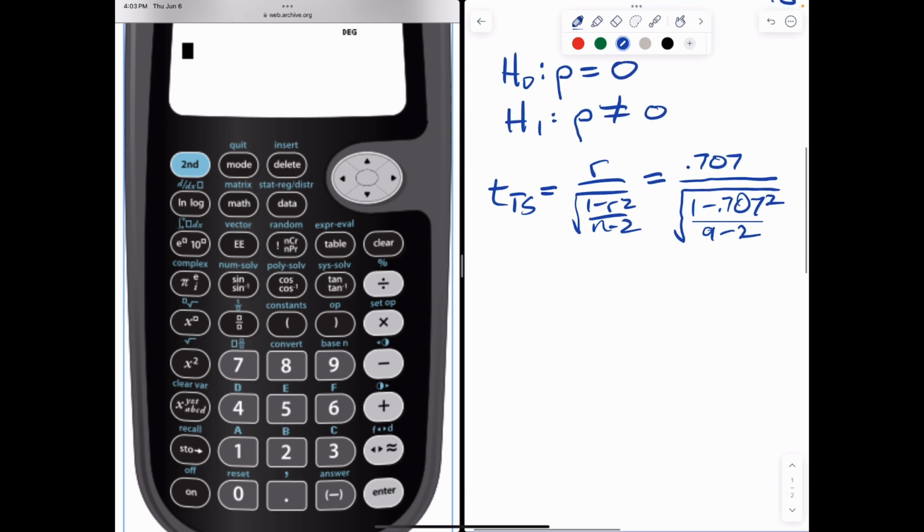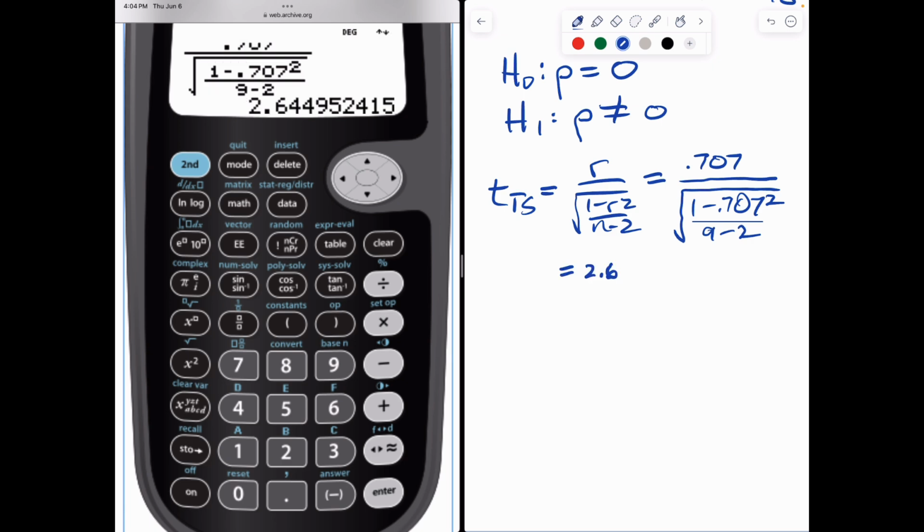Right here. So fraction 0.707 over square root fraction 1 minus 0.707 squared over 9 minus 2. Oh, of course, that's 7. I could just type 7, but here I am typing 9 minus 2. Oh, God, what did I do? 1 minus, it should be 0.707 in that numerator. Oh, God. Come on. I'm going to hover over the 7 and then do second insert to insert a decimal and enter.